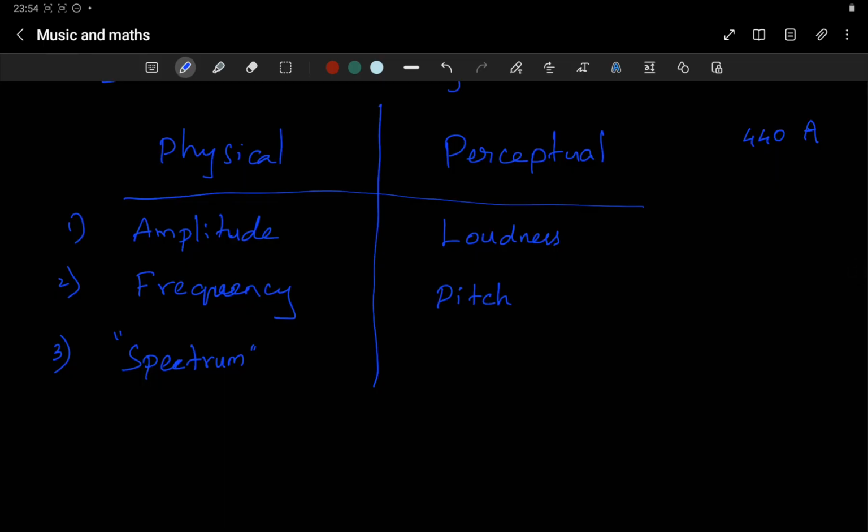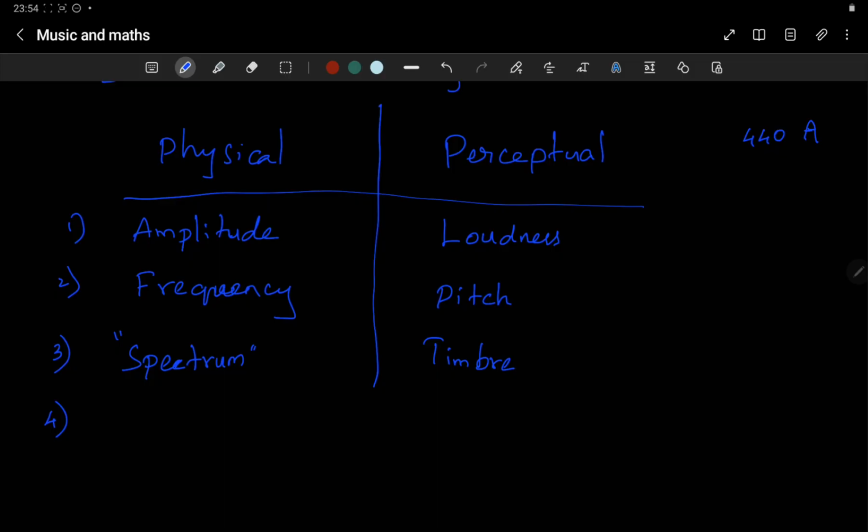And what is the perceptual name for that spectrum? It's called timbre. So that's the reason that for the same fundamental frequency, one instrument sounds different from the other.